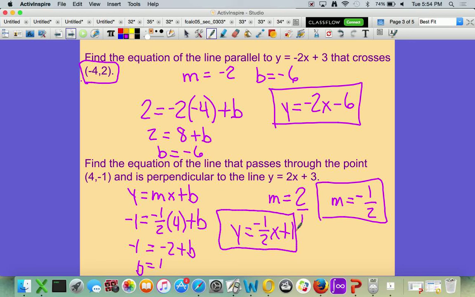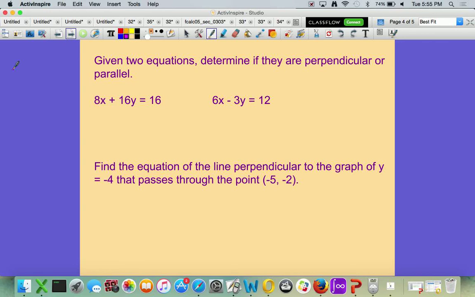That line is now perpendicular to our original, and it goes through, once again, you could check this out, throw a 4 in here. Negative 1/2 times 4 is negative 2, plus 1 is negative 1, which is what our y had to be. All right, our next one. Given the two equations, determine if they are perpendicular or parallel. Well, you gotta figure out what the slope is to it.